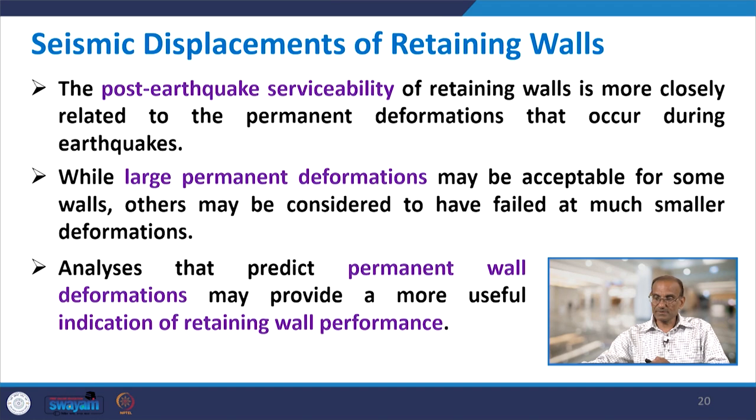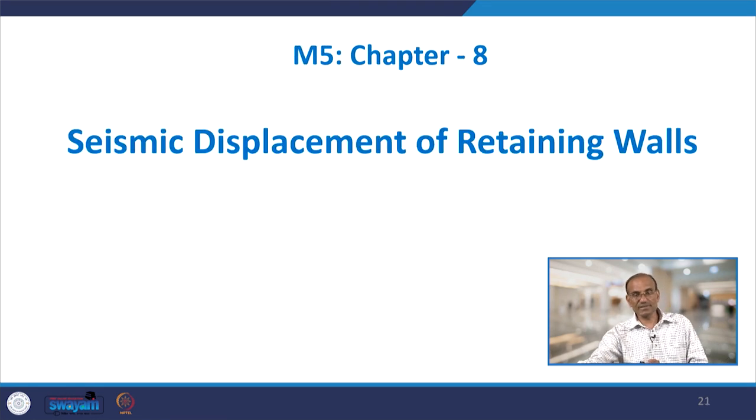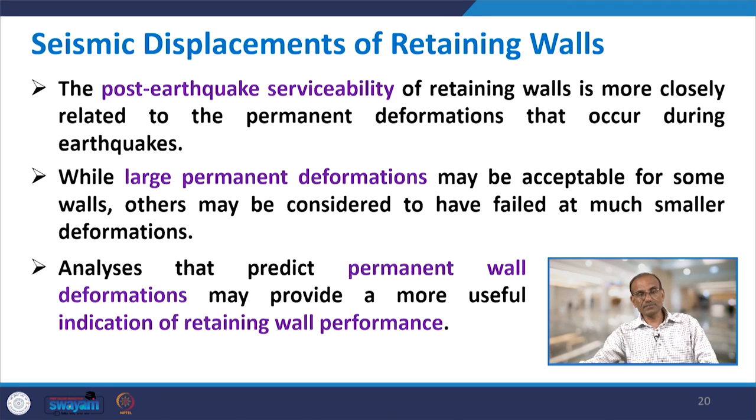Then let us talk about seismic displacement of retaining walls. So, the seismic displacement of retaining walls, that is chapter number 8, and one slide is here. The post earthquake serviceability of retaining walls is more closely related to the permanent deformation that occurred during earthquakes. While large permanent deformations may be acceptable for some walls, others may be considered to have failed at much smaller deformations. Analyses that predict permanent wall deformations may provide a more useful indication of retaining wall performance. So, on one side you calculate the seismic pressure, that is fine, but if you are able to calculate the deformations also, then that is better.